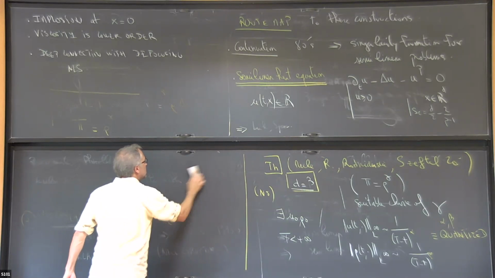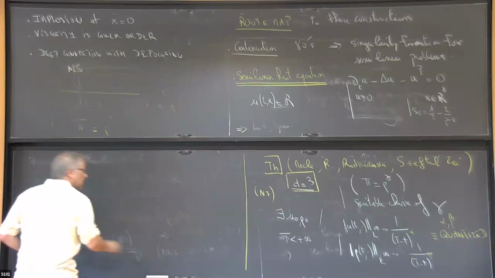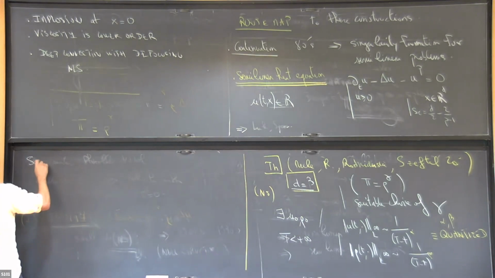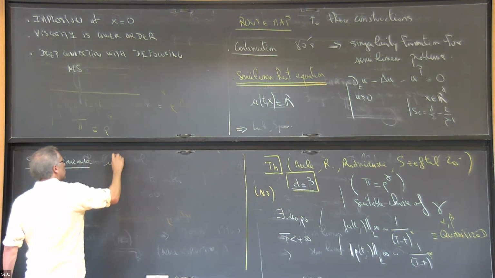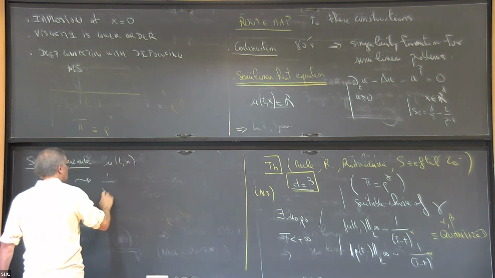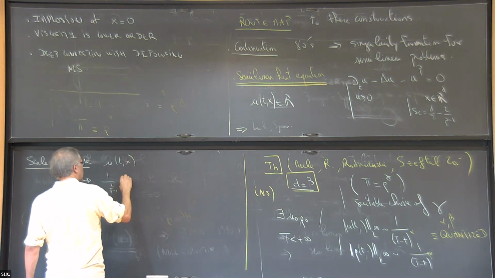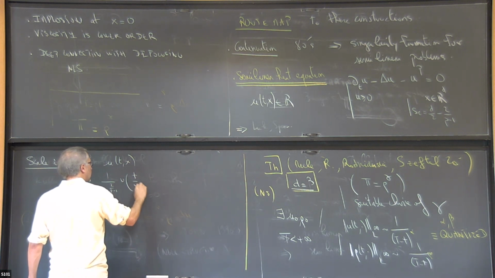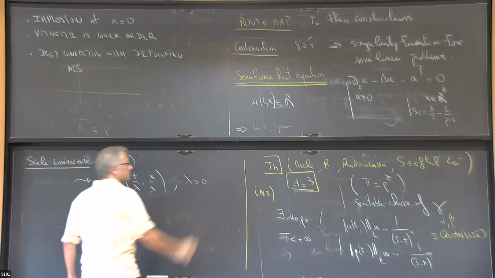remember, I told you there is something specific to these problems, which is that there is a scaling bias. So what does it mean? It means that if you give me u of t and x a solution, then I can transform it into another one. I can look at 1 over lambda to the 2 over p minus 1, u of t over lambda squared, x over lambda. For any lambda positive, this is again a solution.